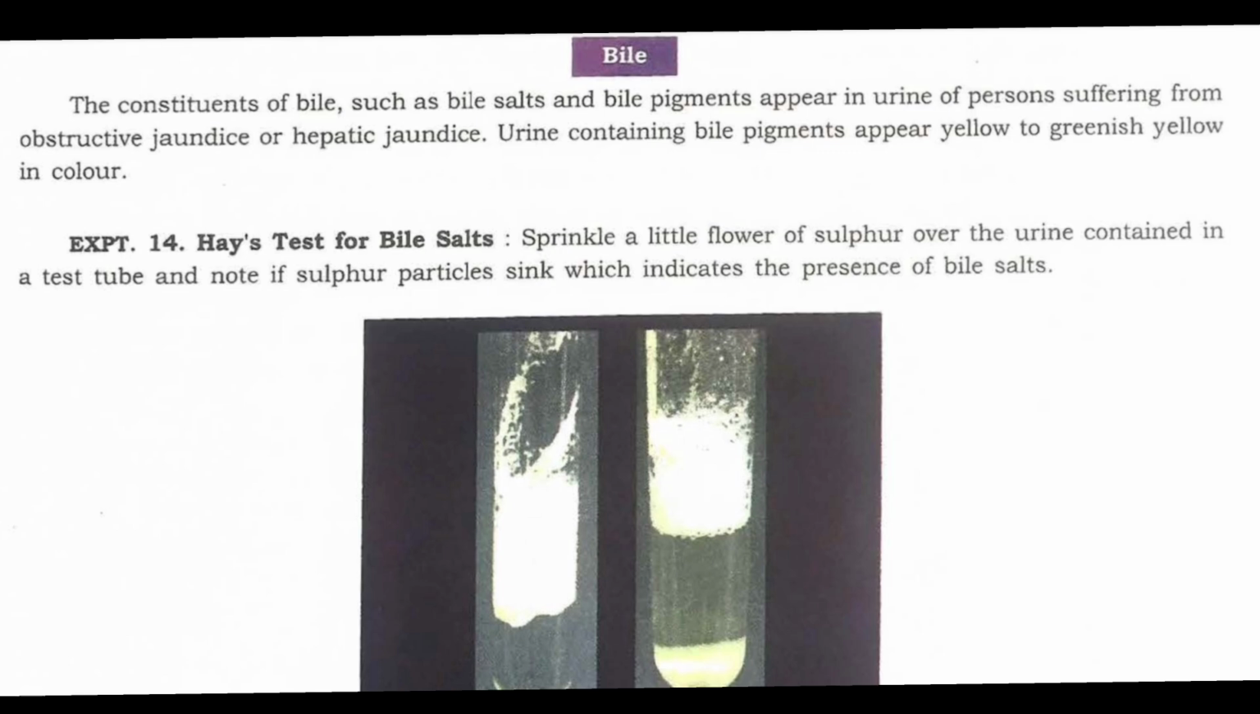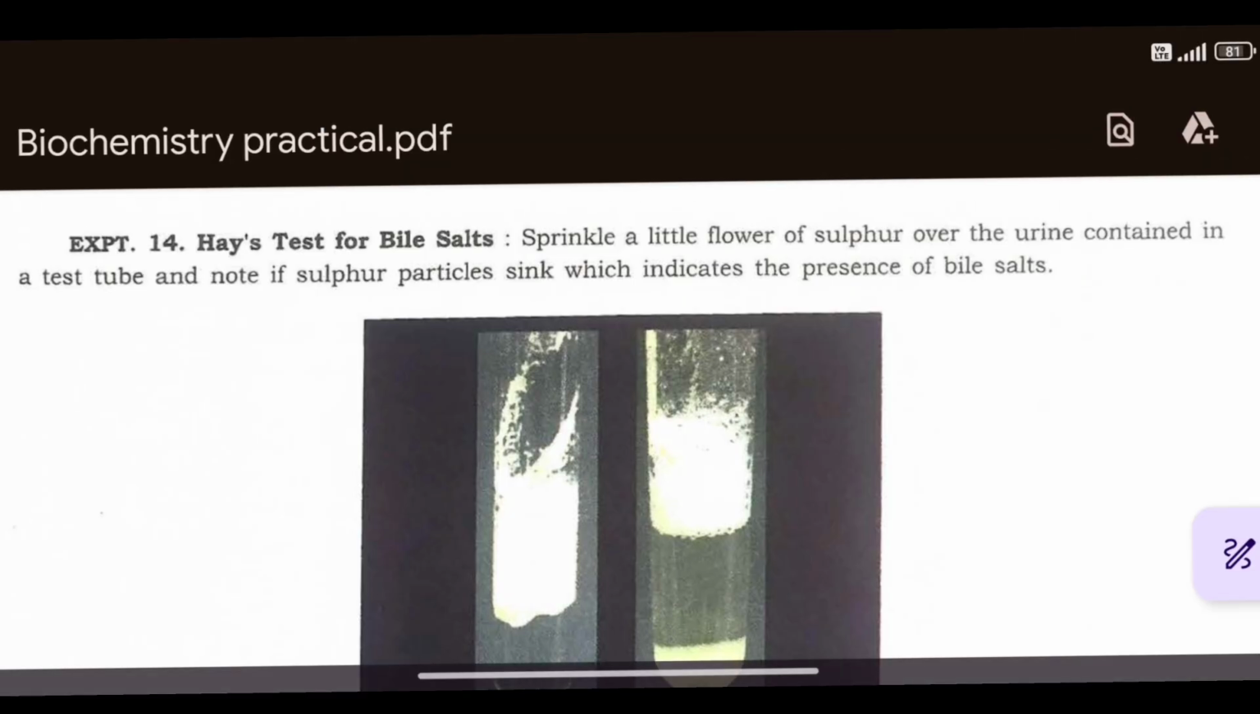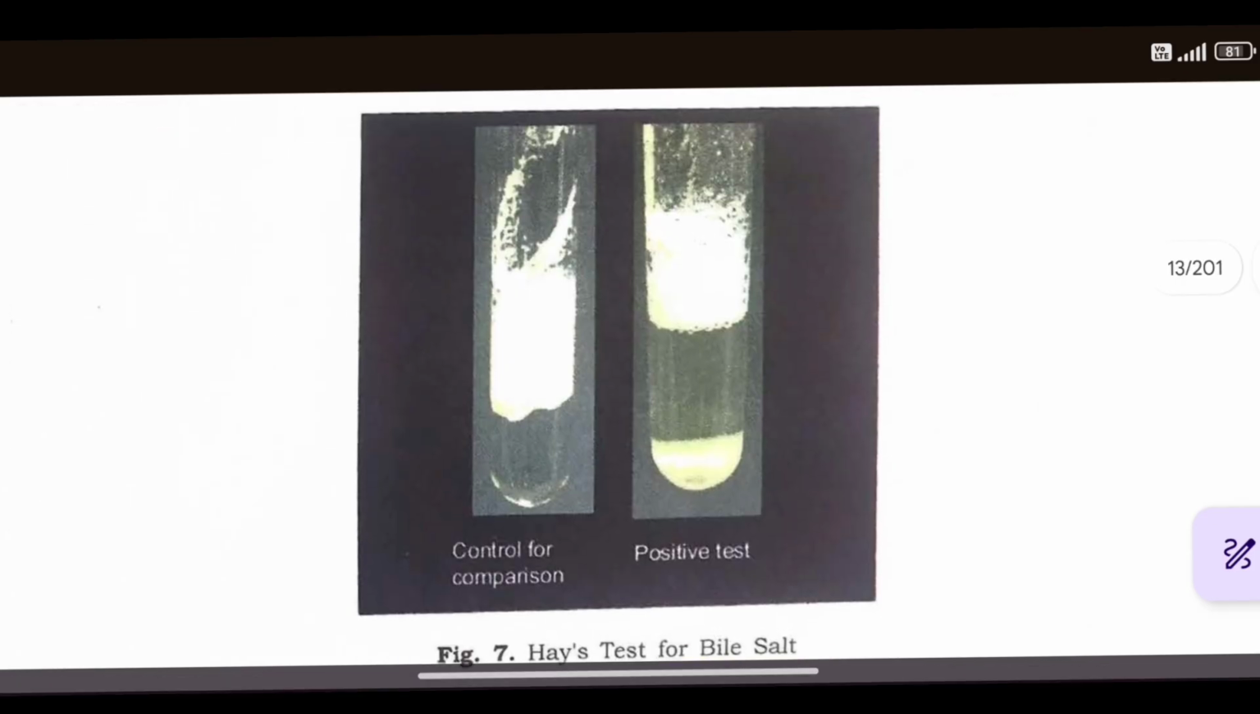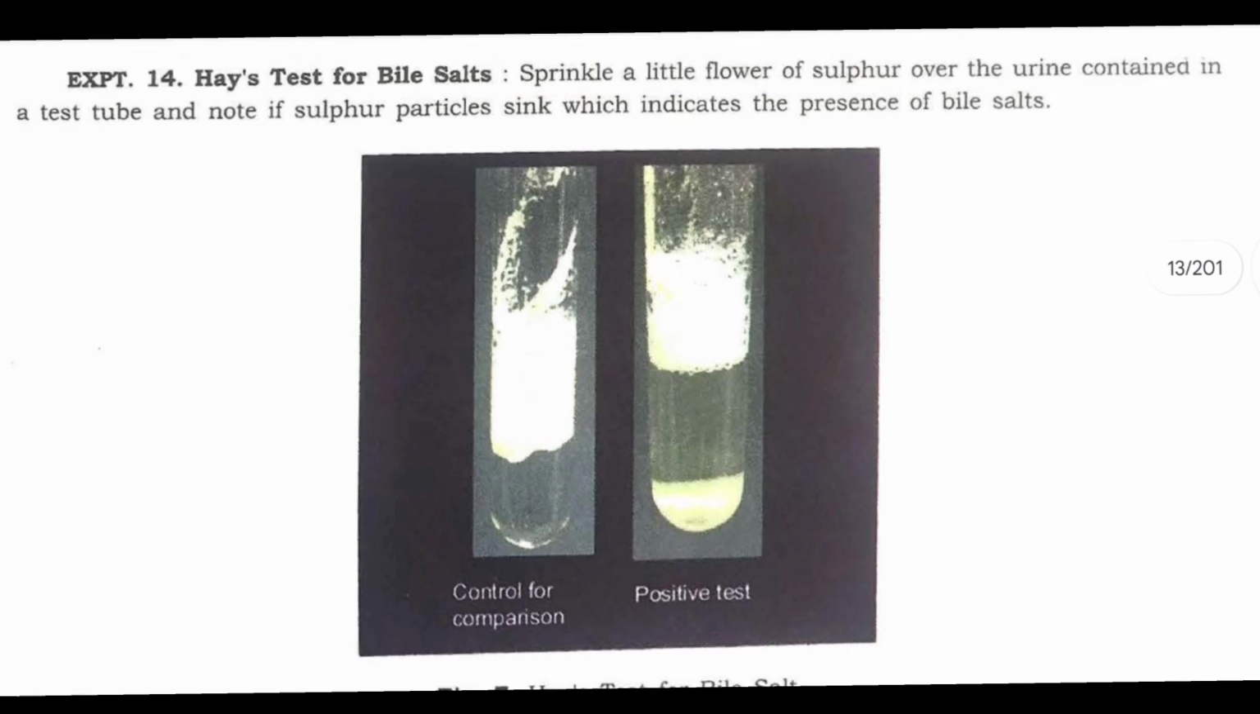Experiment number 14, Hay's test for bile salts. Sprinkle a little flour of sulfur over the urine contained in a test tube and note if sulfur particles sink, which indicates the presence of bile salts. Control for comparison or positive test. Hay's test for bile salts.